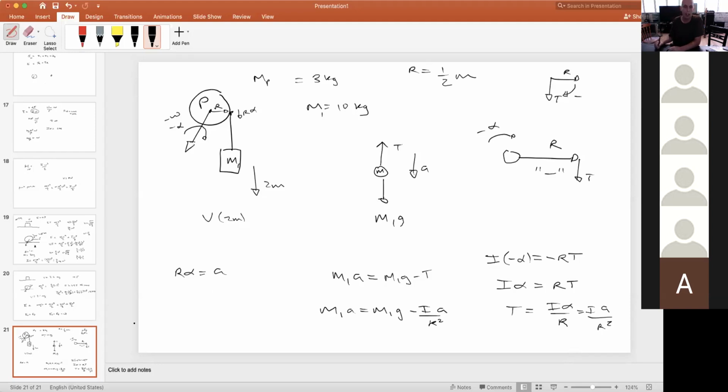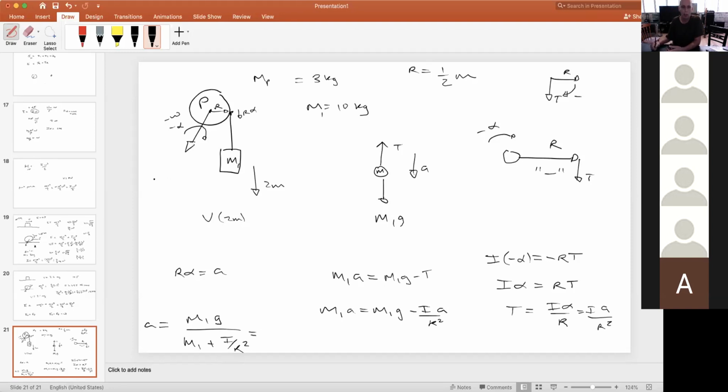I can move that and solve it for A, and what I get is M1G over M1 plus I over R squared. This acceleration is positive, but it's down. I chose it to be down, which is why I got a positive. Your book might give you this as a negative. You know it's negative from the drawing. I don't do that. Your book does. I don't know why.